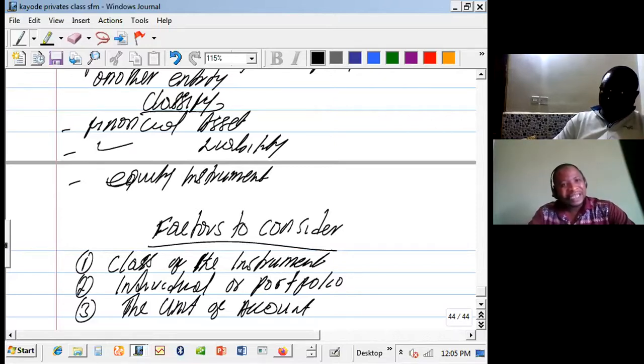Like I mentioned, the first one is the class or classes of the instrument to be valued. What kind of class is it? Is it a financial asset? Is it a financial liability? Is it an equity instrument? You need to be clear on what kind of asset it is. Number two, is the asset or liability individual or in portfolio? Is it more than one instrument? That means they are in portfolio. And then number three is the unit of account. Are we together? Yes, sir.